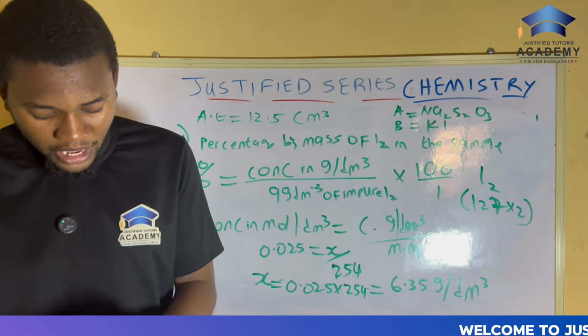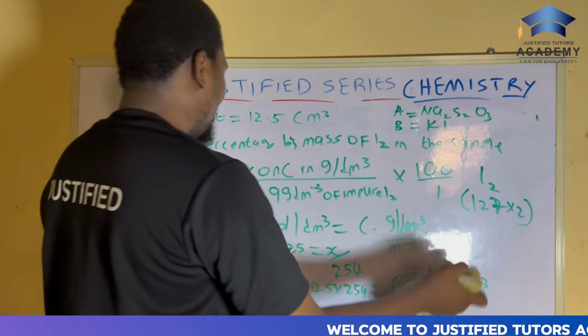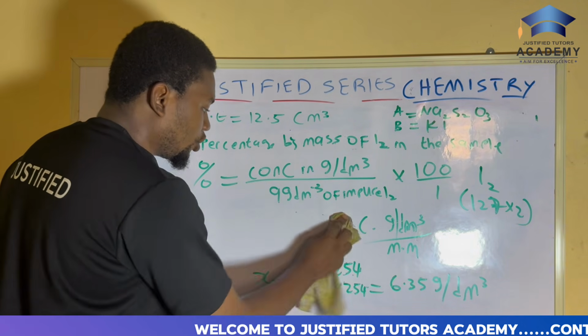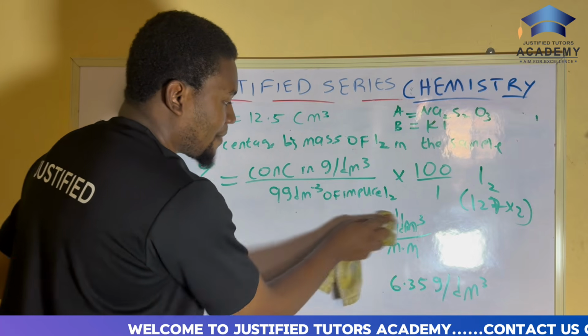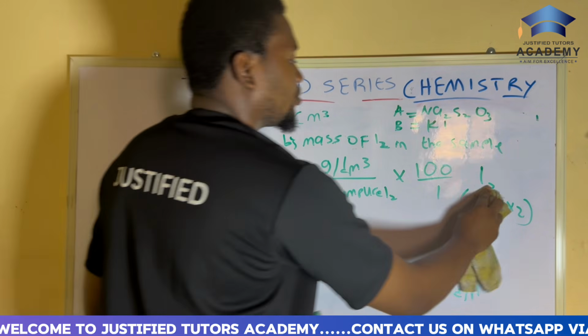So that's it. So now the answer, the gram per dm cubed, is 6.35. Now let me rub it off and go back to the initial formula. So we now have our gram per dm cube of iodine to be 6.35. Let me rub this one off too.